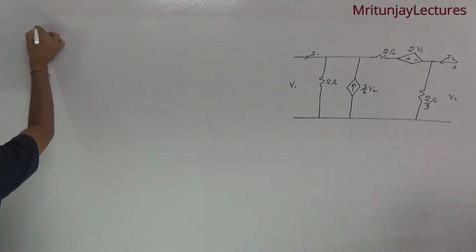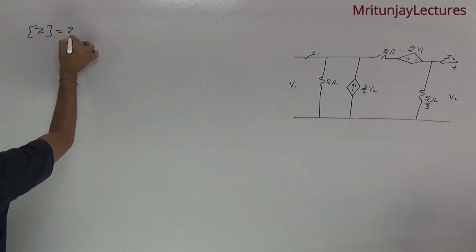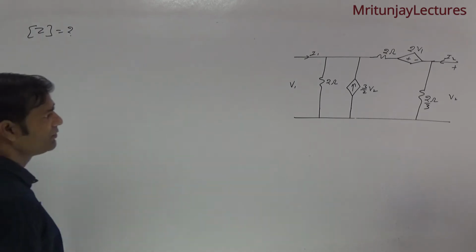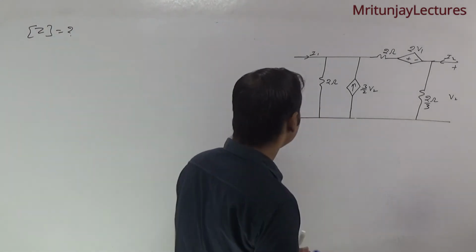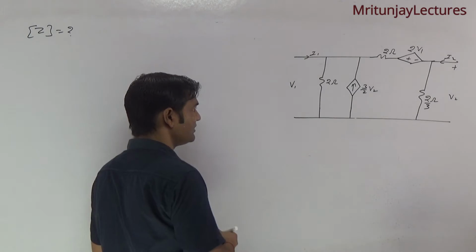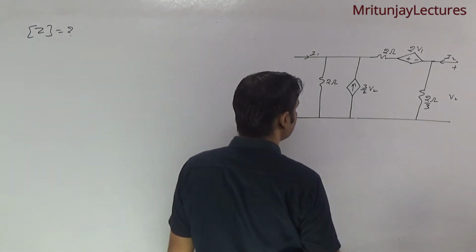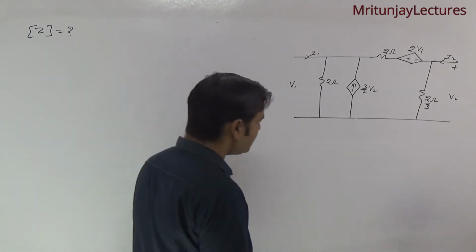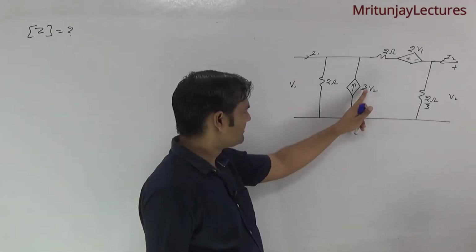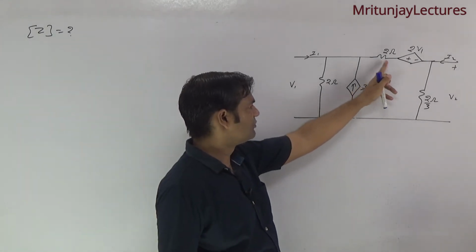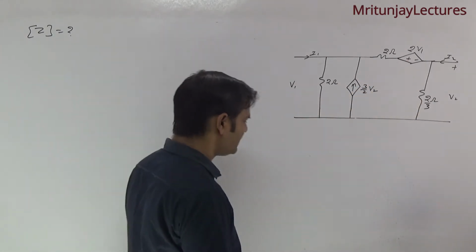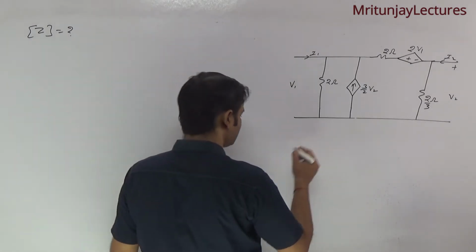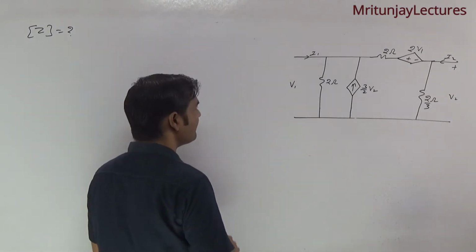Our motto is to determine the Z parameters. Okay, how can we determine them? First of all, make the circuit corresponding to this one. This is 2 ohm, that is 3 by 2 V2, that is 2 ohm, 2 V1 and that is 2 by 3 ohm.